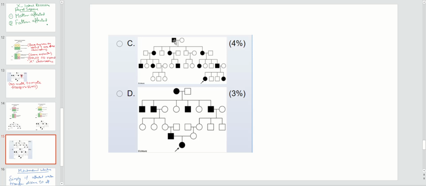Now you can tell me, if this male is affected and all daughters are affected, what is that? Exactly. This is FDD, father daughter dominant. Now, in this case, the female is affected and all sons are affected. What is this? MSR. Exactly. Mother son recessive.